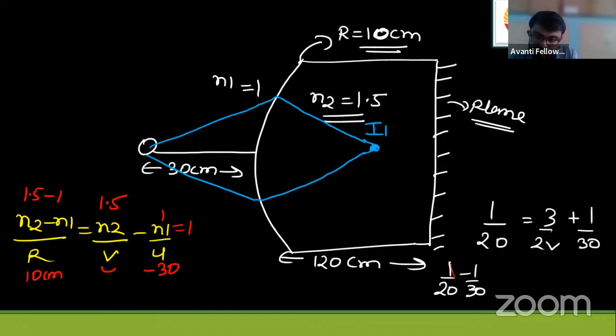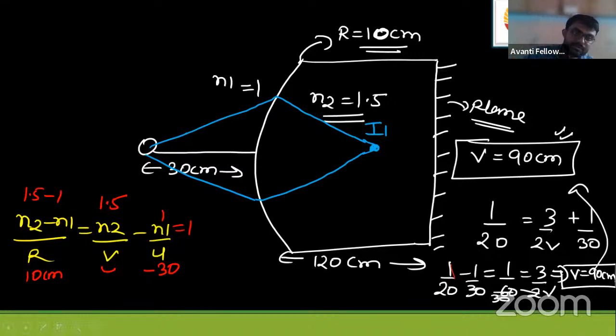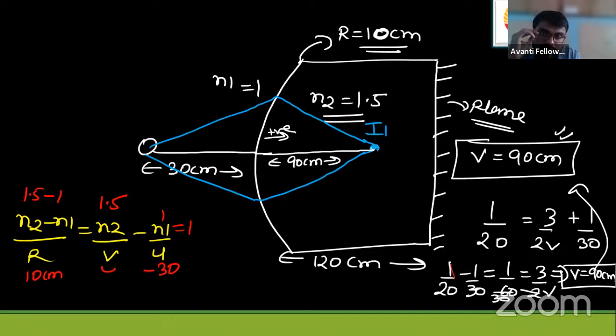So we'll solve this. You'll get the answer as 1 by 60 equals 3 by 2V. So V from this I'm getting as 90 centimeters, which is the right answer. V here equals 90 centimeters. It is positive, which means this direction. So I'm getting V here as 90 centimeters, the I1 image. Now listen, it's not finished.